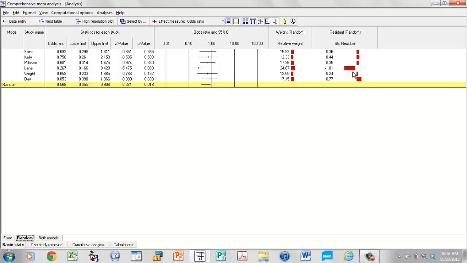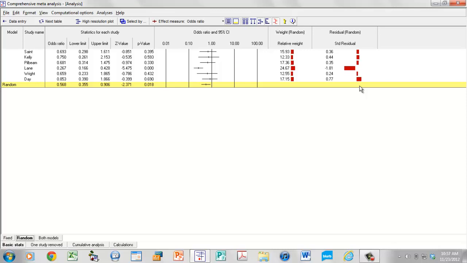It simply says that it's an outlier, and you might want to take a close look at it and see if there's some reason why that study was an outlier and comment on that. It does not generally mean that you should simply remove it from the analysis.